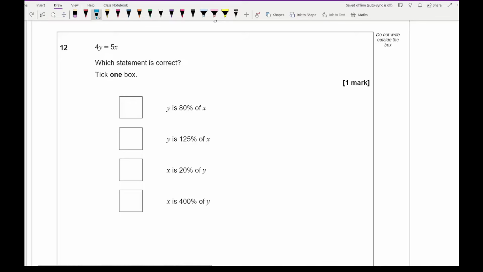Then moving on to question 12, it says 4y equals 5x. Which statement is true? So here in the first two statements, if we make y the subject, then I get y equals 5x over 4, which is y equals 1.25 of x, and that's going to mean that y is 125% of x. So the box I need to tick then is our second option.